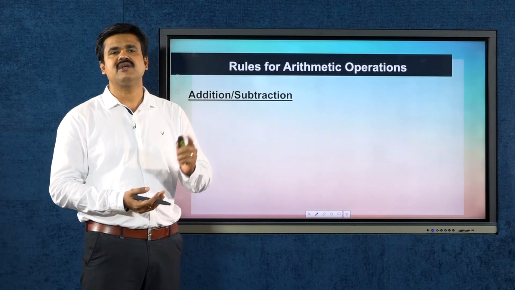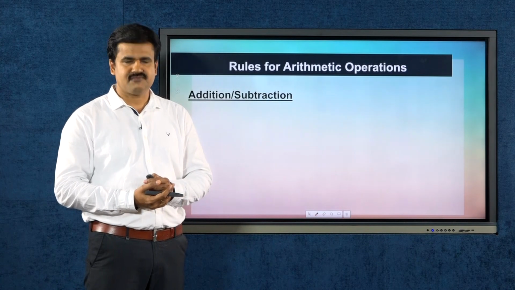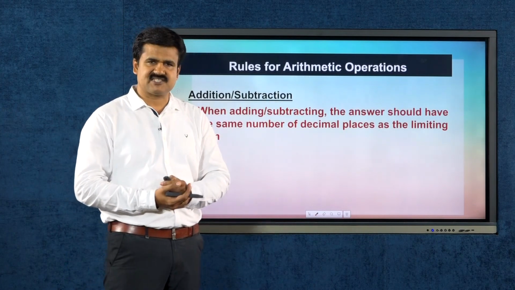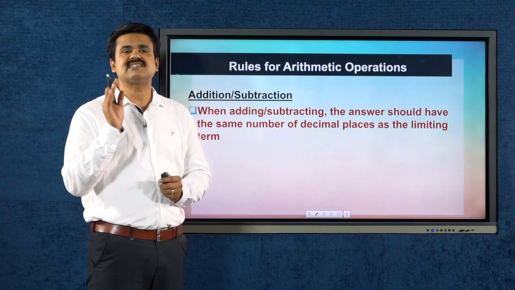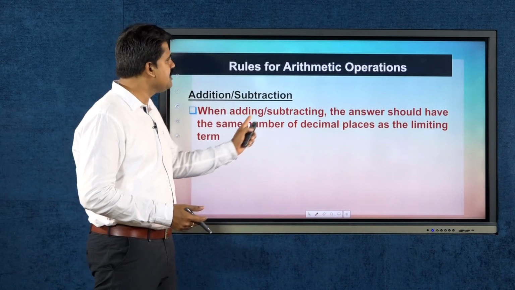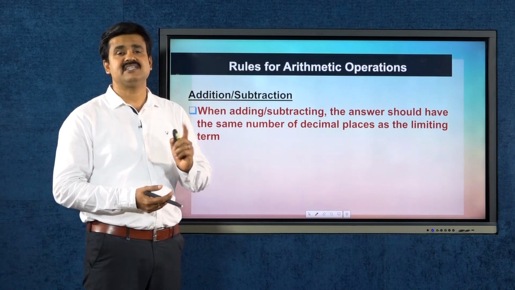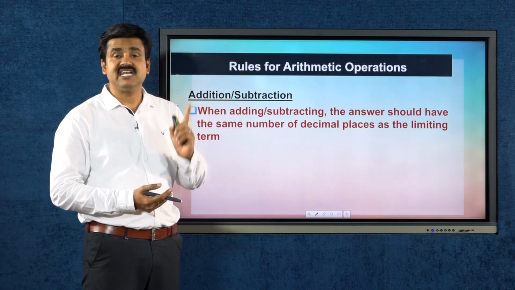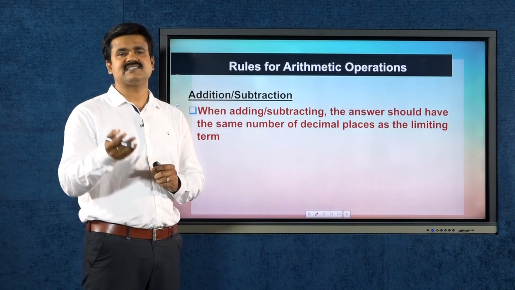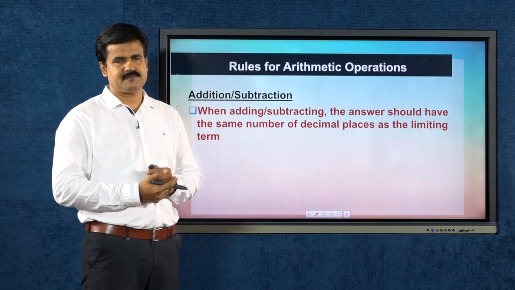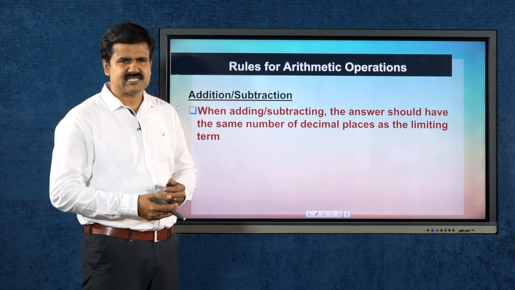We are focusing on addition and subtraction first. When adding or subtracting, the answer should have the same number of decimal places as the limiting term. Decimal places means the number of places coming after the decimal point. So, what is a limiting term?